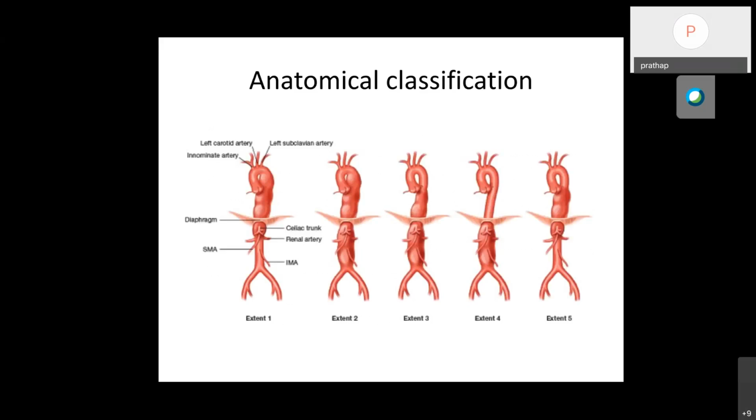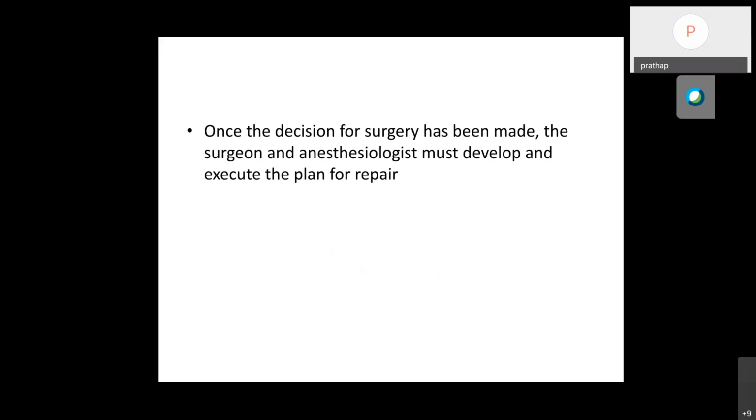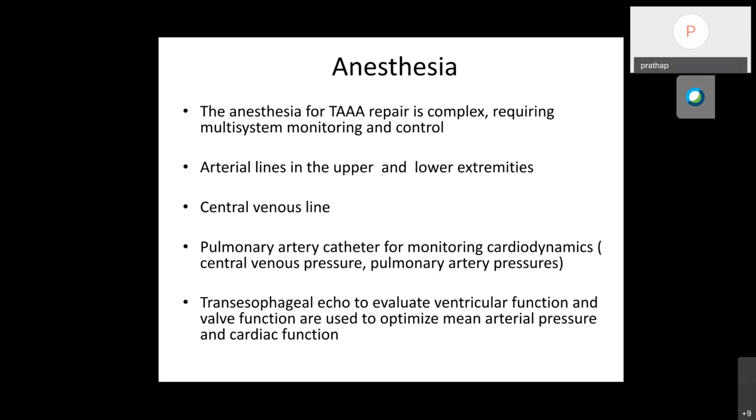So, as we know, the anatomical classification is based on the Crawford classification. The preoperative evaluation, as we saw in the last class, includes cardiac evaluation, pulmonary evaluation, renal evaluation, and also the preoperative evaluation of spinal vessels, which I'll be telling later. Once the decision for surgery has been made, the surgeon and the anesthetist must develop and execute the plan for repair. The role of the anesthetist is very important in TAA repair, and it is very complex, and it also requires multi-system monitoring and control.